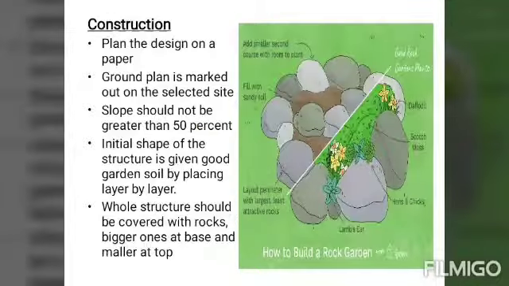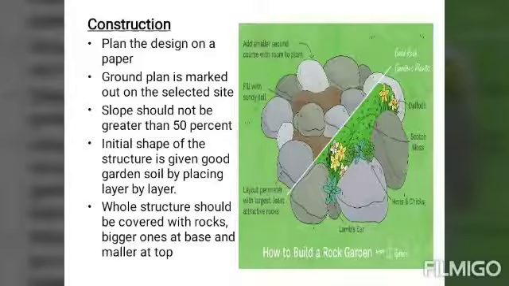Now we come to the construction. So कैसे rock garden को मतलब build करते हैं. So first of all you have to plan the design on paper. Okay, कि कैसे करना है, how you gonna plan, how you gonna design, which type of stone, how you gonna place. So after that the ground is planned and it is marked out on the selected site. Okay, and then if the area has a slope, the slope should not be greater than 50%. Okay, 50% से ज़्यादा मतलब slopiness नहीं होना चाहिए उस एरिया में.